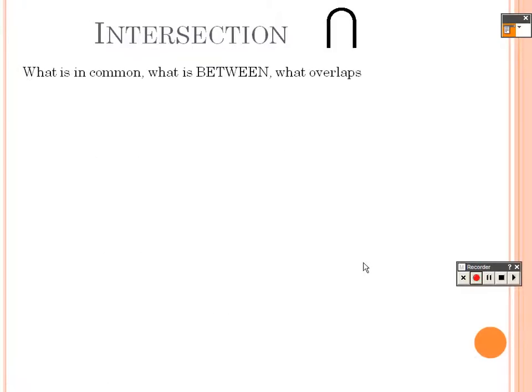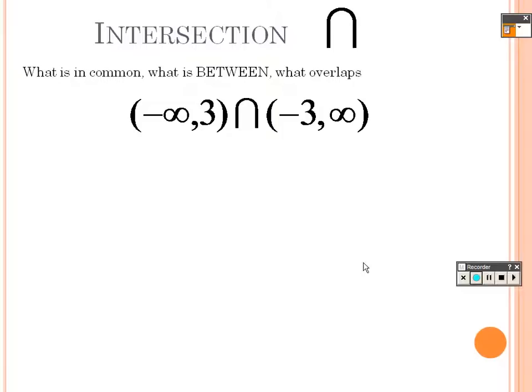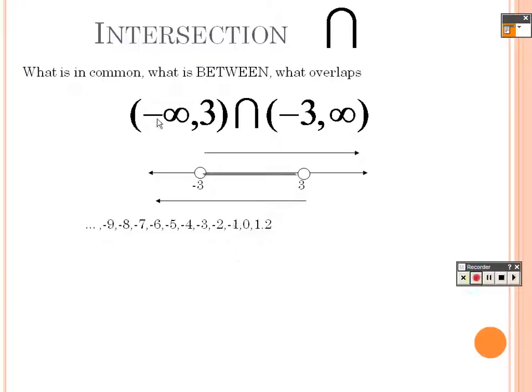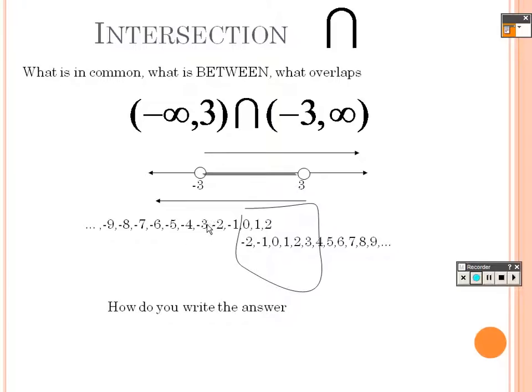Intersection looks like that, and it's what's in between the numbers, it's what overlaps the numbers. So here's the basic example I can give with this one, with the numbers. Where are they at here? -infinity to 3 means it's all those numbers from -infinity, and it goes the whole way up until 3. -3 to infinity means it goes from -3 the whole way up the ladder to positive infinity. So intersection is wherever they overlap, and they overlap in between this area of 3 and -3.